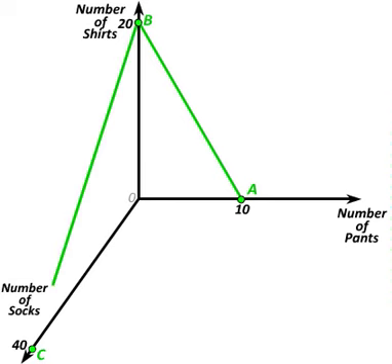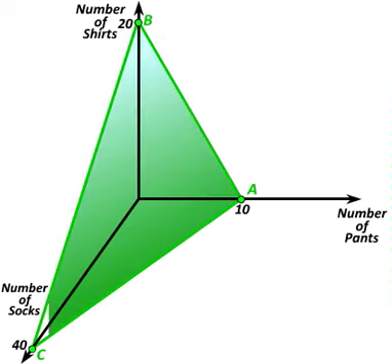If we connect bundles B and C, on the other hand, we get the budget constraint over shirts and socks, assuming that we buy no pants. And if we connect bundles C and A, we get the budget constraint over socks and pants, assuming that we buy no shirts. The three budget constraints we've drawn in the three planes that are formed by the axes are therefore two-dimensional budget constraints that hold consumption of one of the three goods equal to 0.